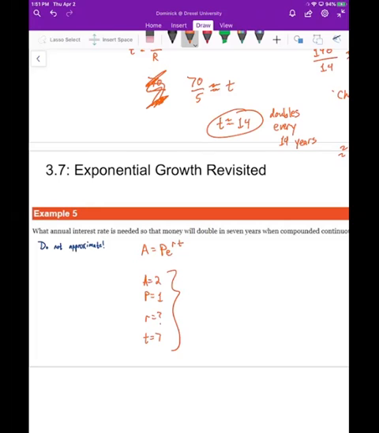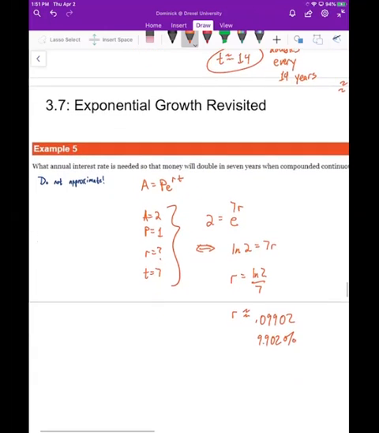So if we put all this together, I have 2 is equal to e to the r times 7. So if we convert this, we get natural log of 2 is equal to 7r. So r is equal to ln of 2 divided by 7. So if we divide that, we're going to get that r is roughly equal to 0.09902, which is an interest rate of 9.902%.